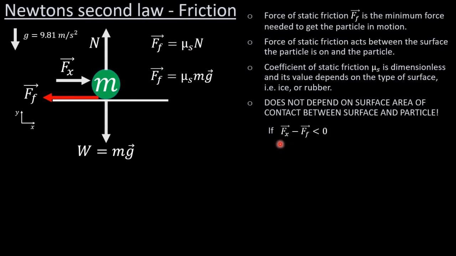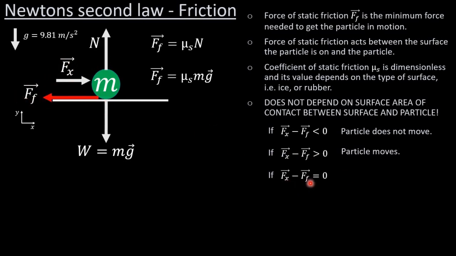So if the difference between the applied force and the force of friction is less than 0, the particle does not move. Okay, so if we took the difference between this force and it came out to be negative, the particle is not moving, because this force would be greater than this force. If the difference between the applied force and the force of friction is greater than 0, the particle moves, because in this situation, the applied force would be larger than the force of friction.